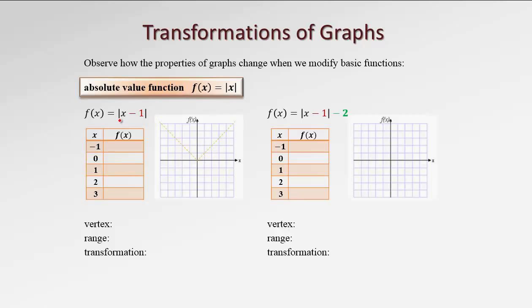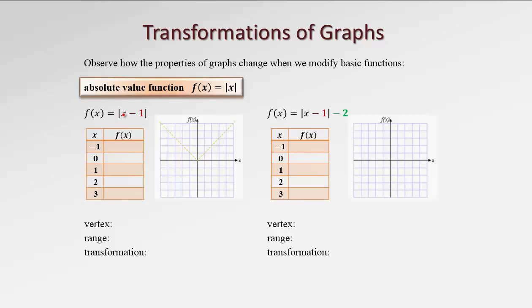And now we would like to graph the function absolute value of x minus 1. Will this graph be similar to the original one? And if it is similar, how similar and how different would it be? Let's try to find a couple of points that belong to this graph just by filling up this table of values.